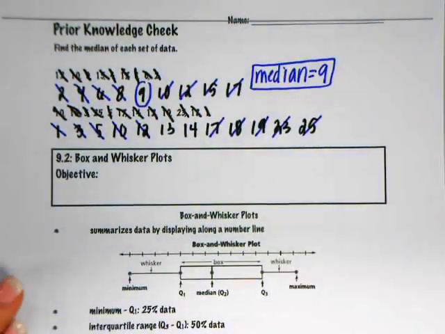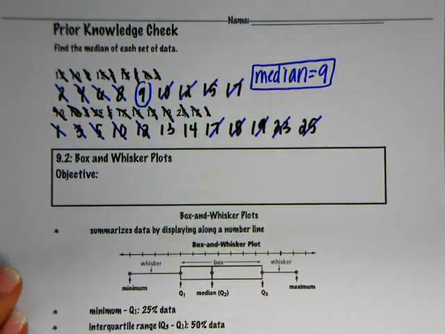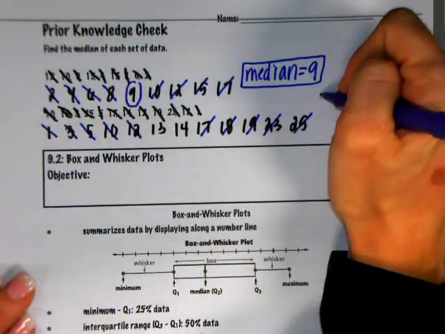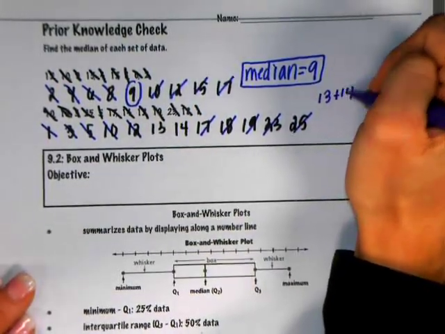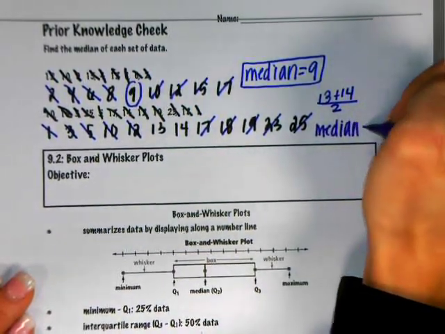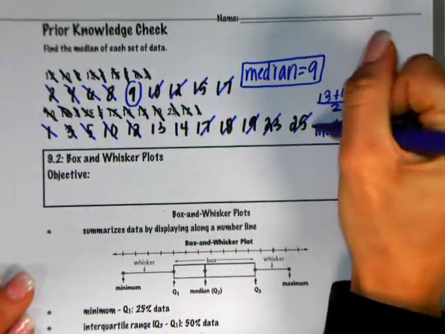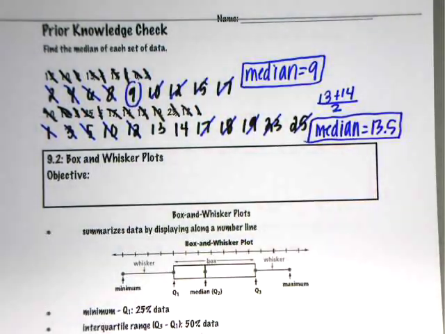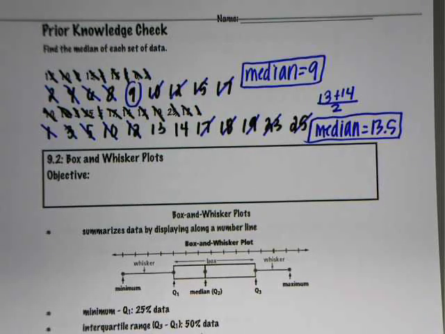Okay, so this one doesn't have a center, so do you remember what we do if we have 2 left over? So we're going to do 13 plus 14 divided by 2. So what's that end up being? Yep, 13.5. Okay, any questions on that? Because that's like a lot of today. It's the median.